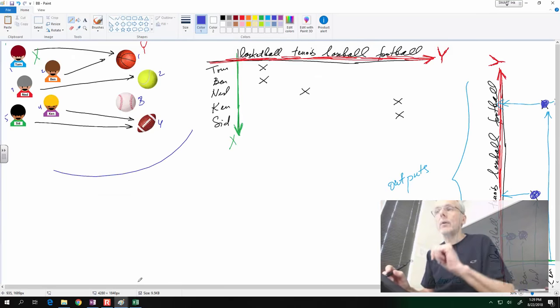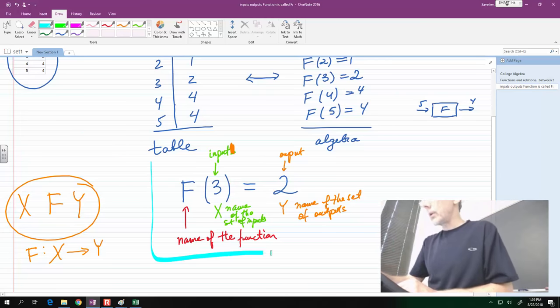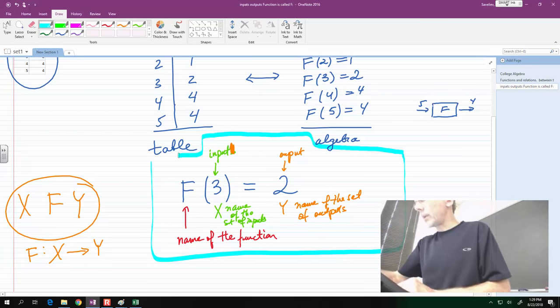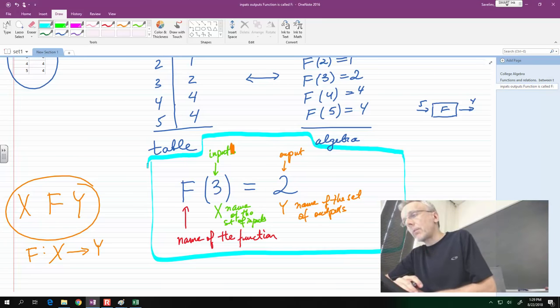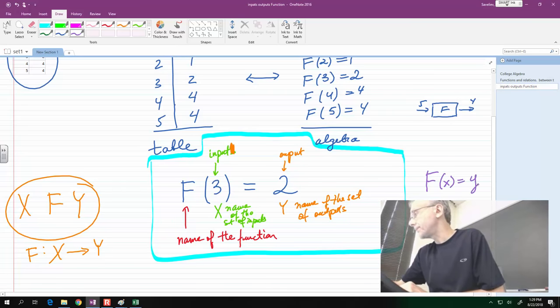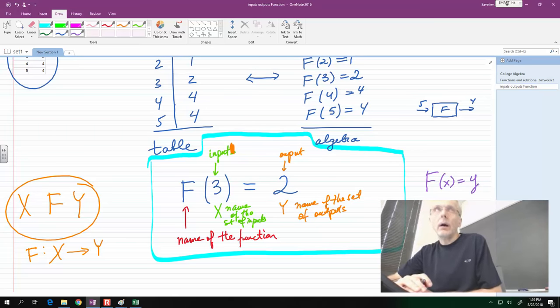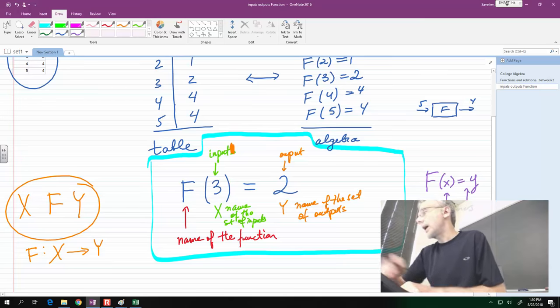There is only one arrow starting from each element of the set of inputs. So once again, this is the crucial thing to remember about our notation: the name of the set of inputs, the name of the set of outputs, and the name of the function. More commonly you will probably see something like this, where X and Y are names of inputs and outputs, and they are not specified.